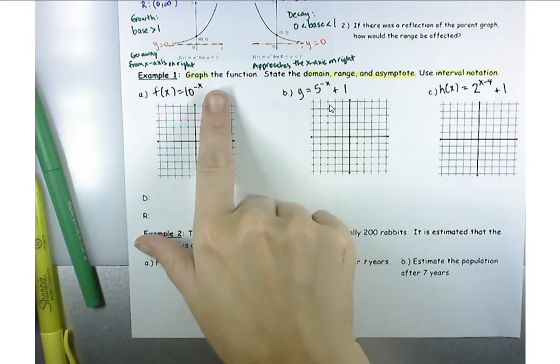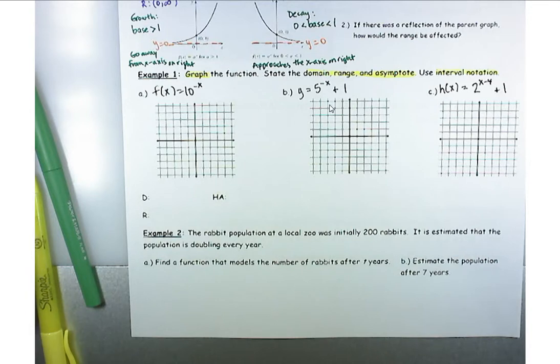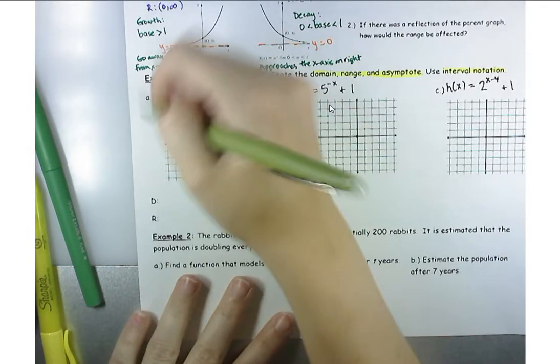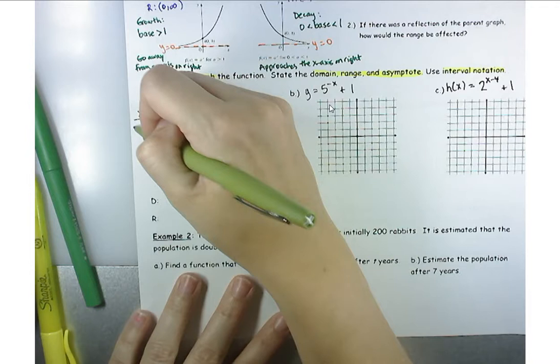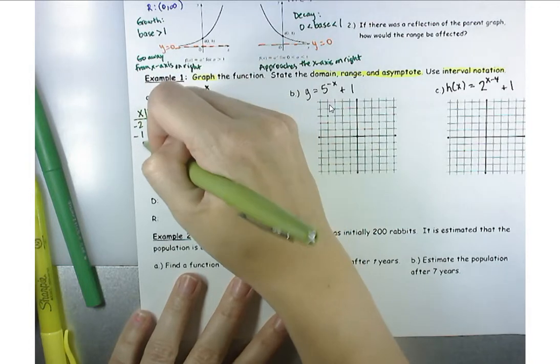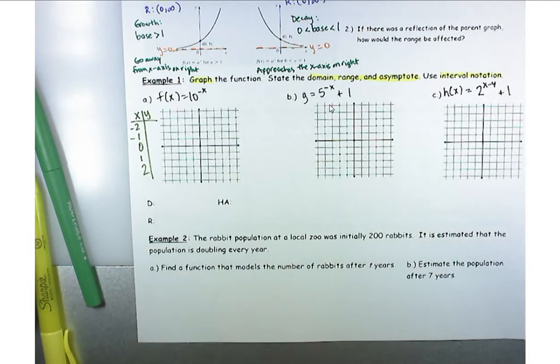How can you graph a function without a calculator? Okay, yeah, so you can pick values, right? Okay, so we can make an XY table. Okay, so I can just do negative 2 to 2, plug it in, see what I get.